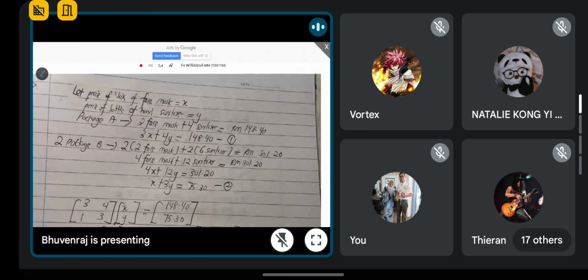Okay, so kamu kena tulis anggapan kat sini juga. You have to write your assumption on top of the question before solve. Sebelum proses selesaikan tu. Make sure you have the assumption there. Baru examiner tahu X2 untuk apa, Y2 untuk apa. Okay, so again follow 3 mask 4 sanitizer, 1 for 840. This one. And then the next one, remember, dua package B, 2 times. Okay, so you get 4 face mask, 12 sanitizer, is 30120.